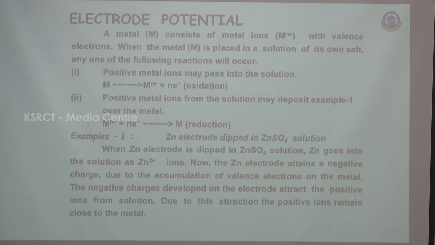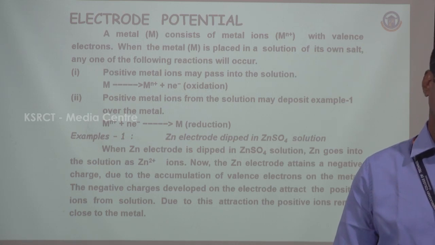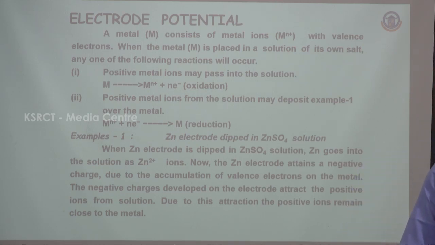The first topic is electrode potential. What does electrode potential mean? It is the tendency of a metal to undergo oxidation or reduction when it is dipped in its own salt solution. There are several kinds of electrode potential: oxidation potential, reduction potential, standard oxidation potential and standard reduction potential. Let us discuss them one by one.